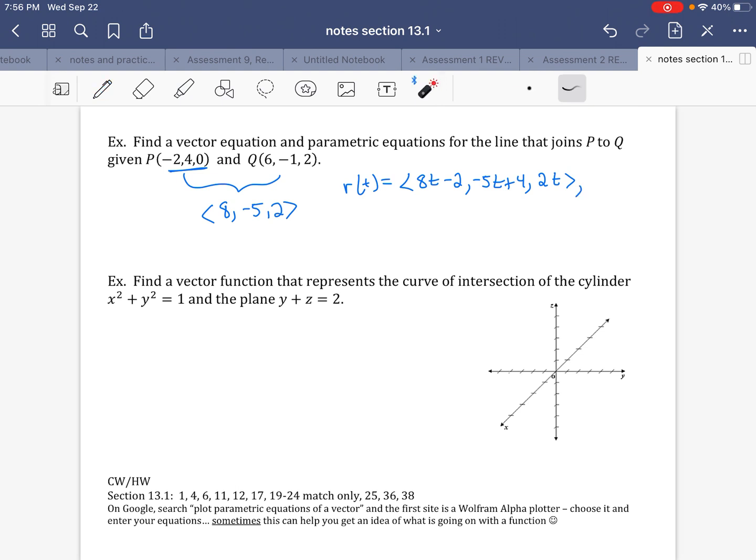So let's inspect this a little more. It joins P to Q. So if t was equal to 0, if this was 0, if this was 0, and this was 0, I would get negative 2, 4, and 0. It would be that point right there. So if t equals 0, I get the point P. And if t equals 1, if I put a 1 here, notice I get 6. If I put a 1 here, notice I get negative 1. If I put a 1 here, notice I get 2. So if t is 1, then it goes to Q.